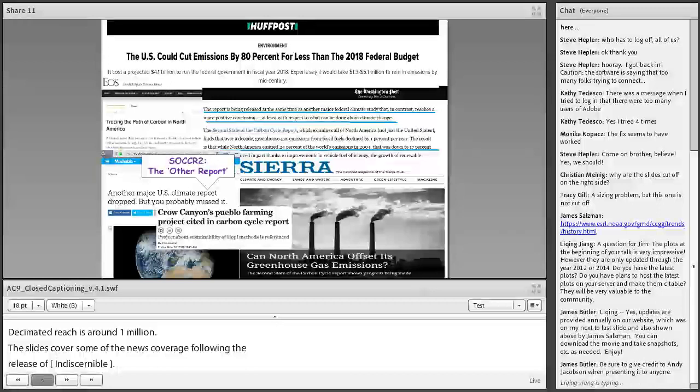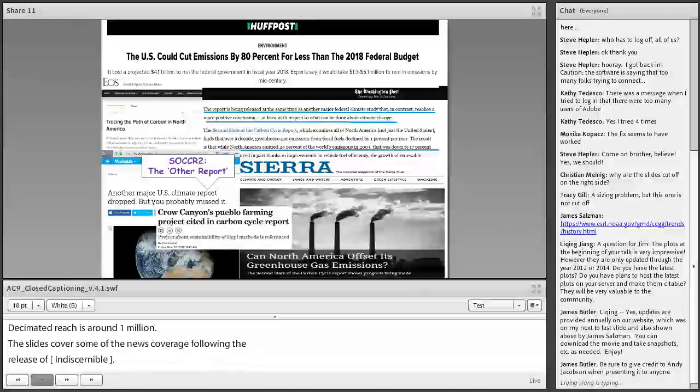The news coverage caught on the fact that the second state of the carbon cycle report presents a more positive viewpoint and a solutions-oriented approach for mitigating and managing carbon, which we also take positively. The report also became known as the Other Report that was released the same day as the National Climate Assessment.